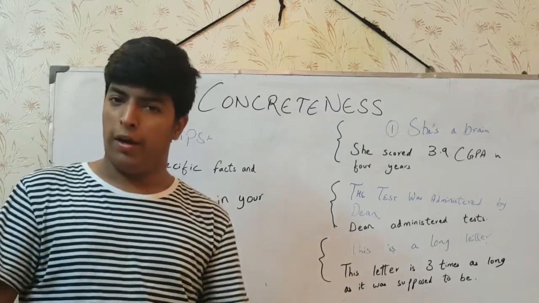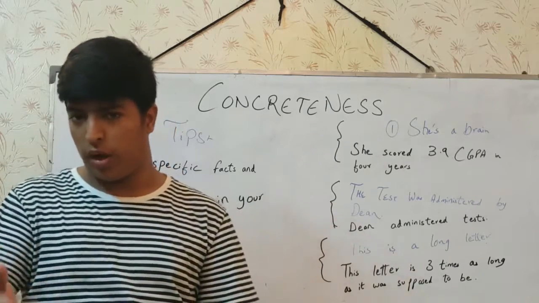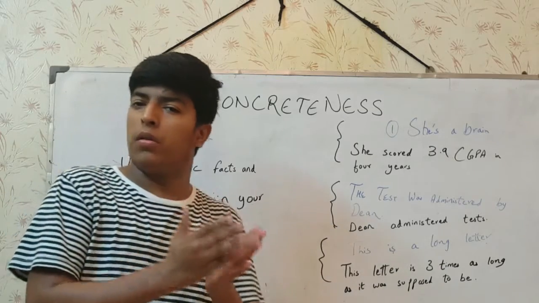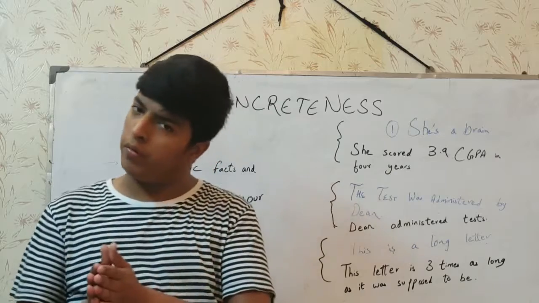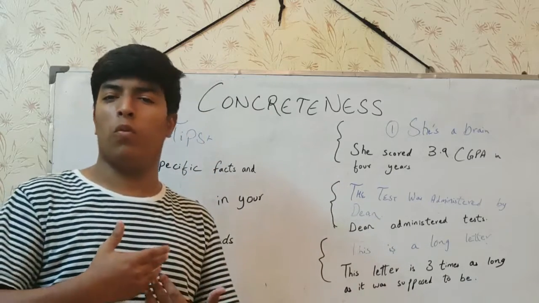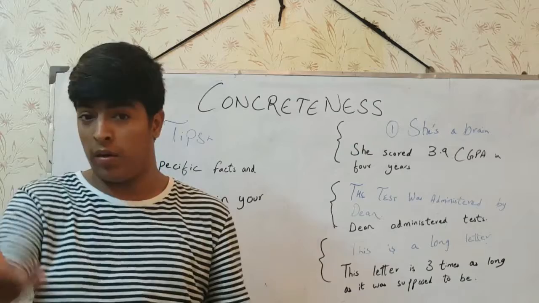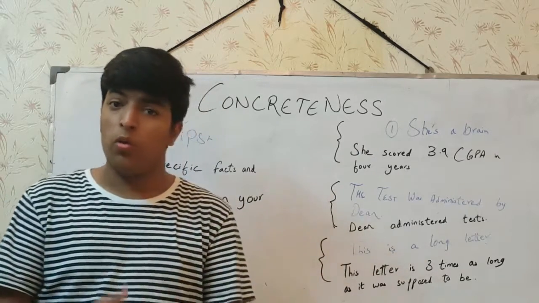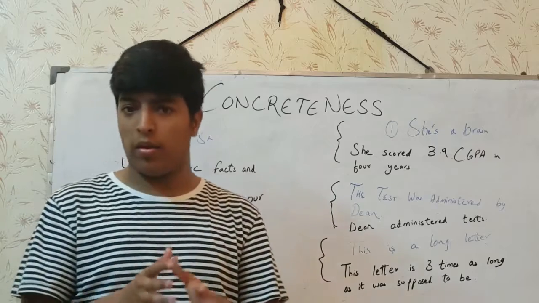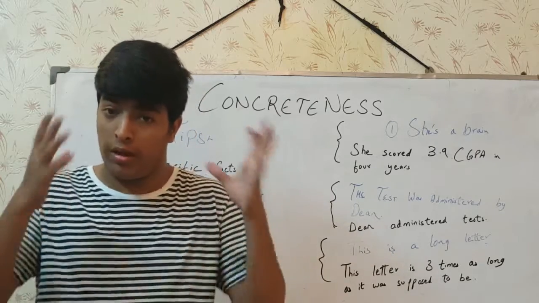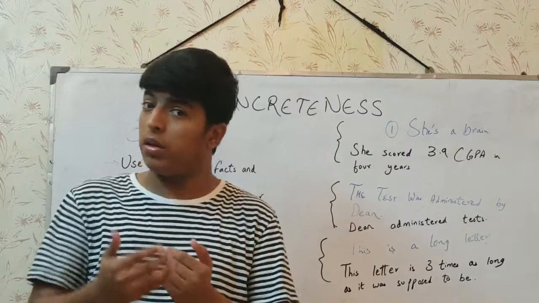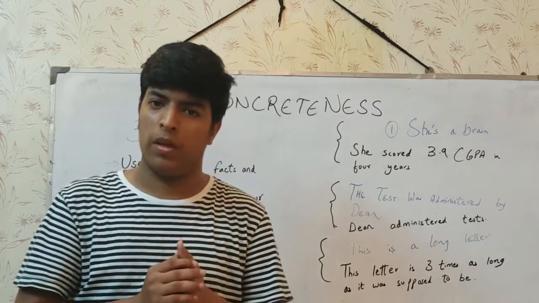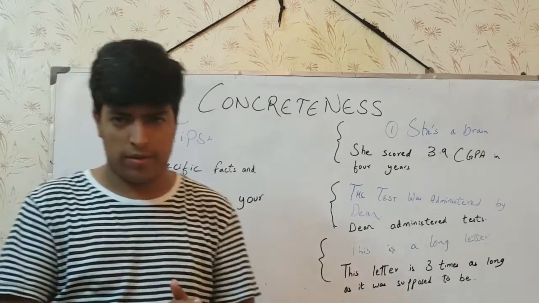For example, if a teacher gave a student a letter to write and said it should be from 75 to 100 words, and he writes more than 100 words, for example 300 words, so rather than saying this is a long letter, you can say this is 3 times as long. So this is telling him that yes, I have written this much more, and I have to reduce this much. So this is all about concreteness.